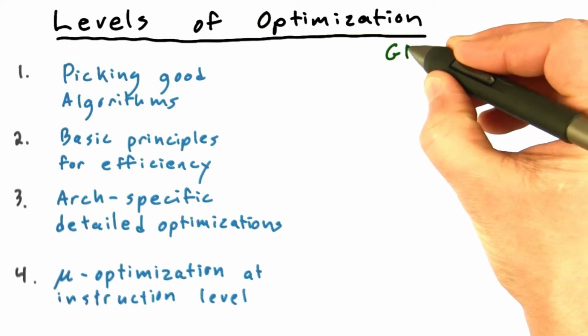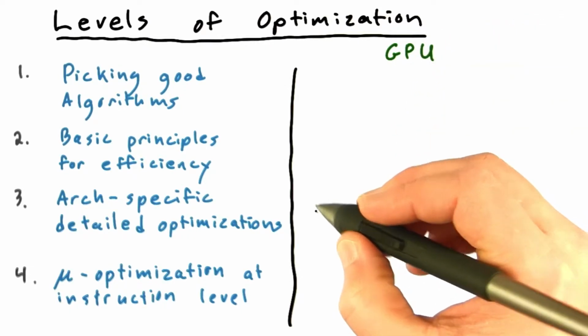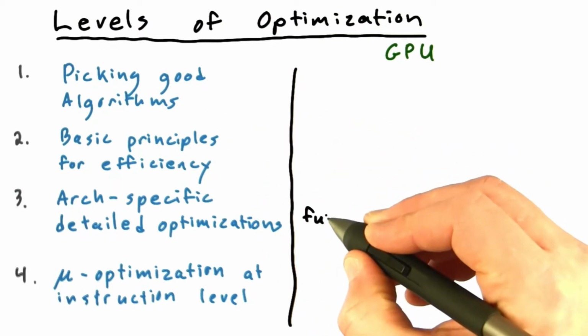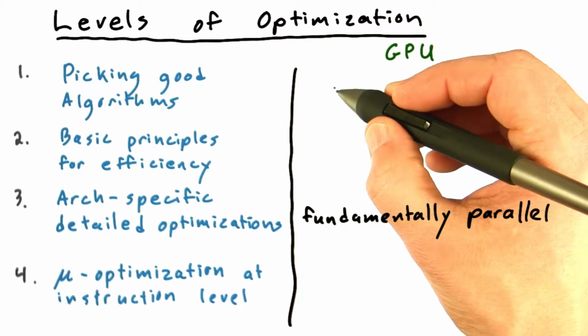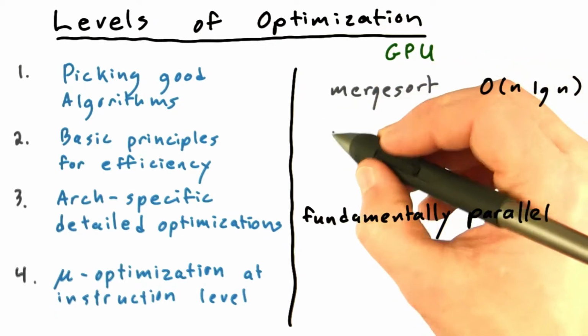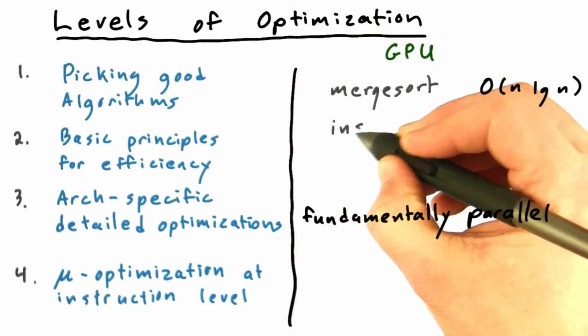Let me give a few examples on the GPU. So on the GPU, picking good algorithms really means picking algorithms that are fundamentally parallel. And my favorite example of this is related to the example I gave for the CPU, where I compared merge sort, which is order n log n, with insertion sort, which is order n squared.